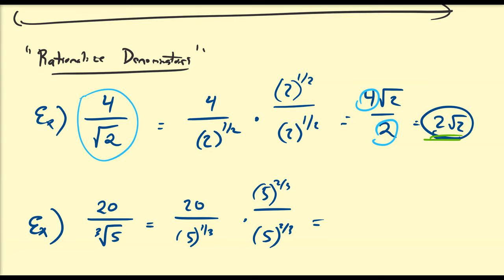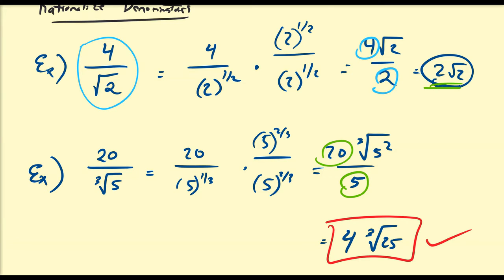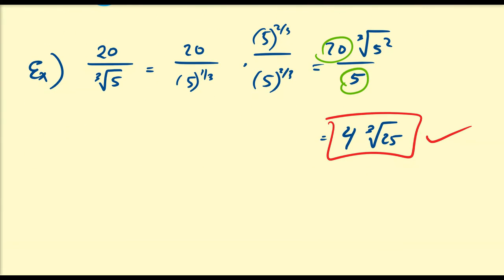So this is just going to be equal to what? So we'll have 5 on the bottom. I'm going to have 20 times the cube root of 5 squared there. So 20 divided by 5 is going to be 4. So I have 4 cube roots of 25 as my final answer, right? So that's my rationalized expression.